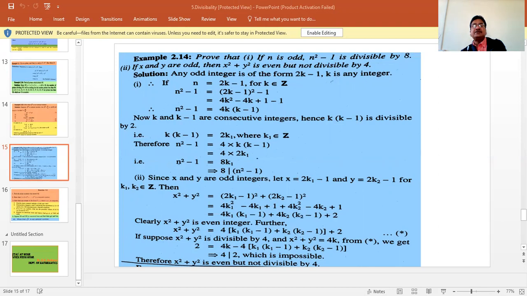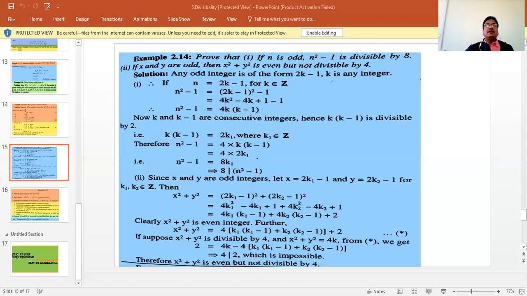If a number b is expressed in the form a times k, where k belongs to Z, then we say a divides b. So here, n squared minus 1 is expressed in the form 8 times some integer, which means 8 divides n squared minus 1. This is the proof of the first part.